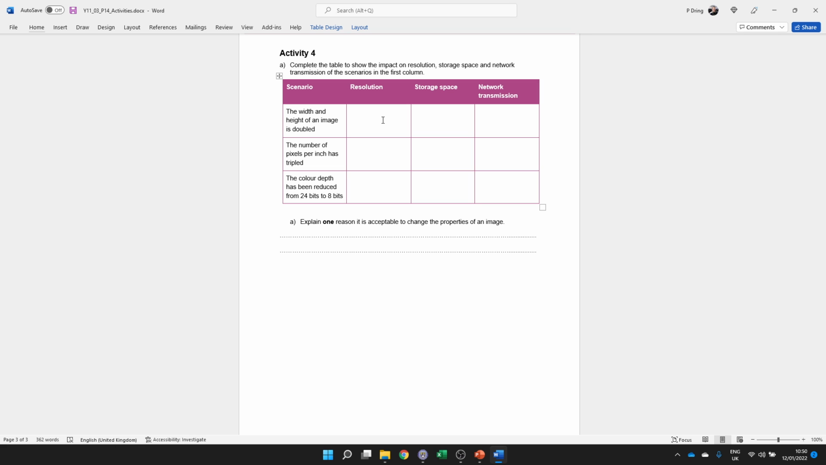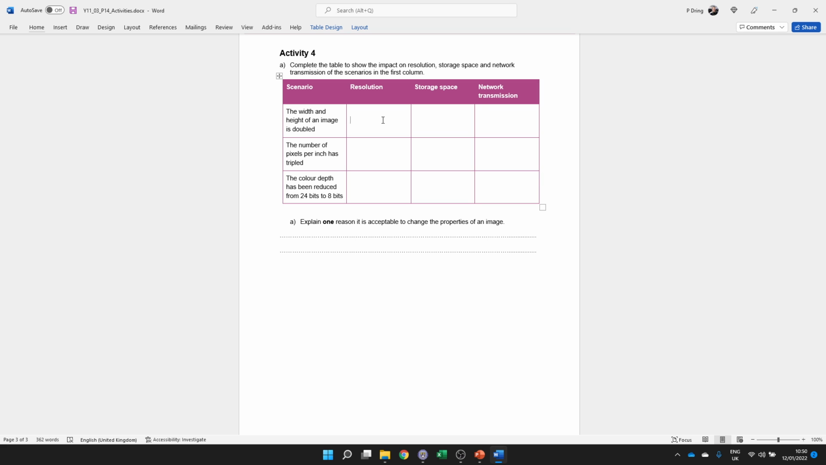You know on your phone, if you take a higher quality picture with more pixels, it's going to take more space. Network transmission, well, if storage space goes up, network transmission speed goes down. So it's going to take 4 times as long to transmit it over the internet if it takes 4 times as much space because we've doubled the width and doubled the height. But the resolution stays the same.